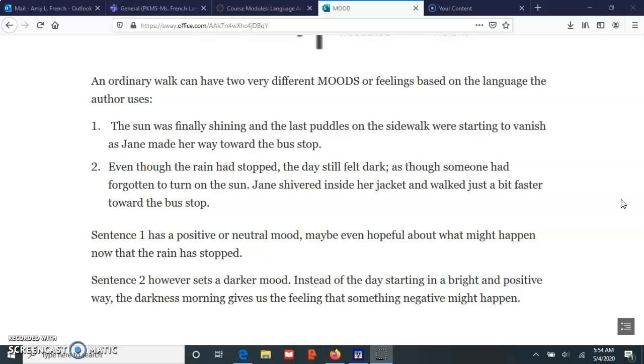Just by picking words very carefully, the author can let us know that there's something we should be prepared for. This isn't just a normal sunny day or just a normal walk to the bus stop.